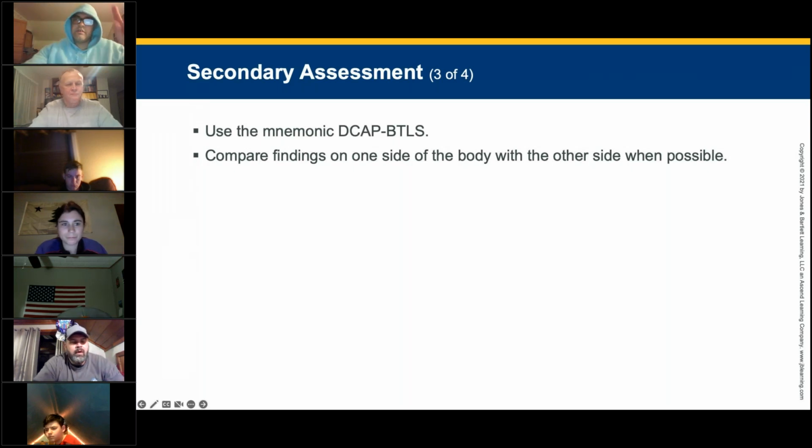Nobody? All right. Burns, tenderness, lacerations, and swelling. I lied. I didn't forget. So DCAP-BTLS is another mnemonic to help you remember all the different things that we're looking for as we're assessing. You should always compare your findings on one side of the body to the other side of the body to see if one side is different than the other.